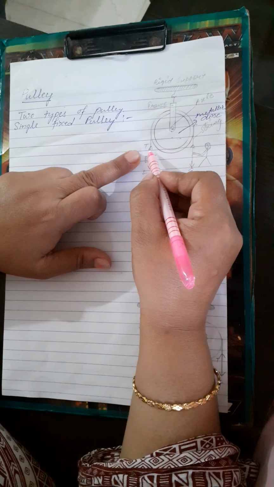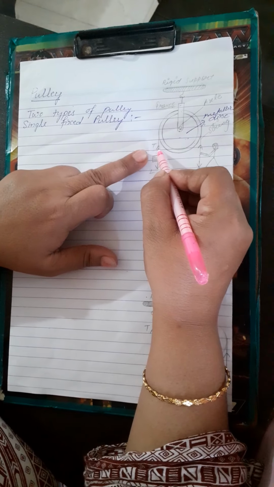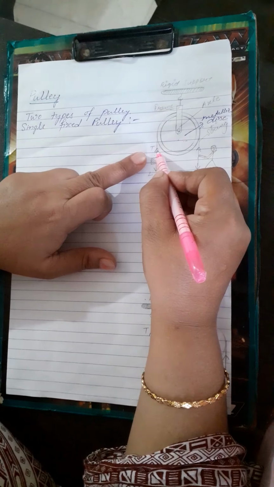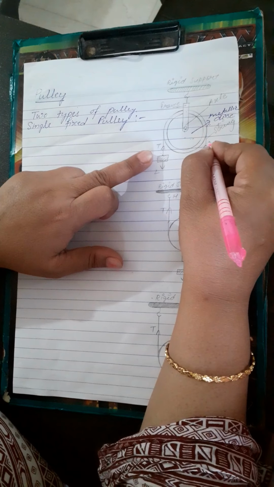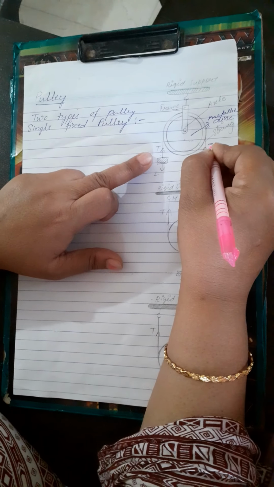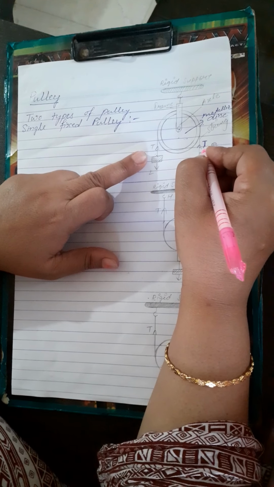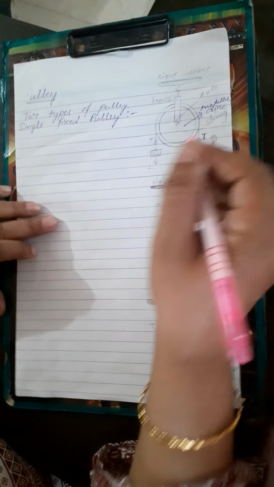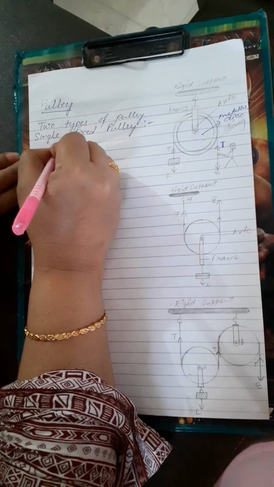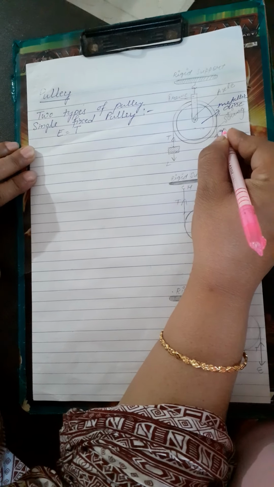Then whenever we are talking about a string or rope, always remember, bache, there will always be some force. That force is called tension. Tension is also a force which is always represented in the upward direction. Now E is equal to T. This effort will always be balanced by this T.